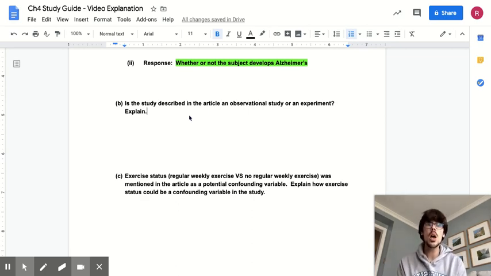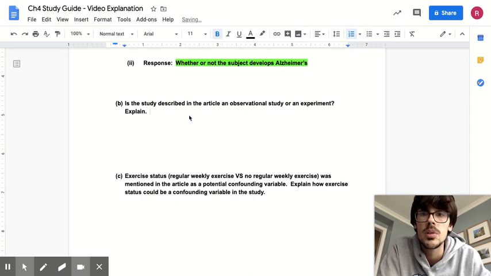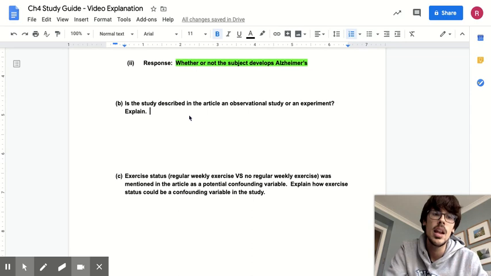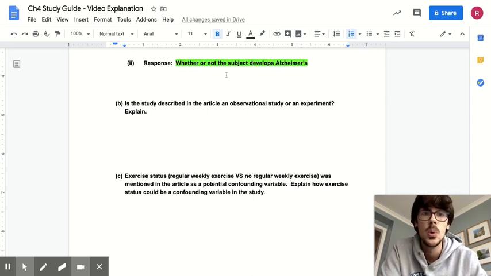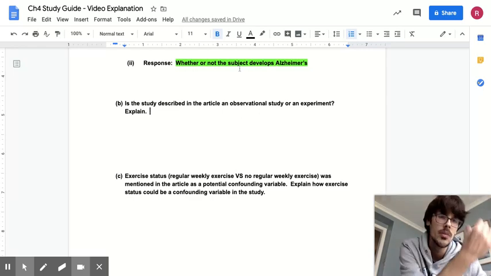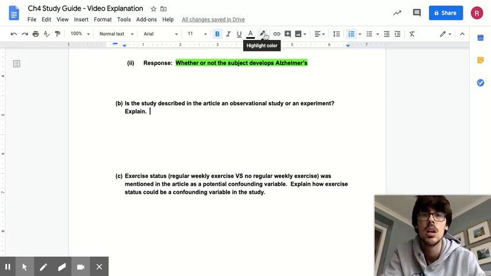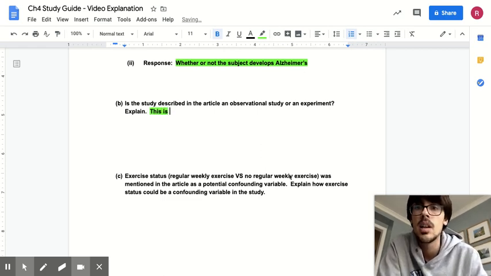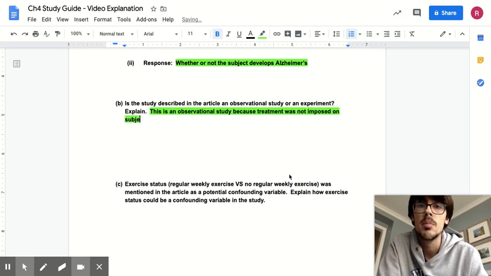The answer is no, because it would have been unethical to tell people you're going to smoke, you're not going to smoke. So this is an observational study. Treatment was not imposed. They were not told whether or not to smoke. They were just left to their own devices, and after the fact, experimenters collected data. So in order to get full credit on this problem, this is an observational study because treatment was not imposed on subjects.